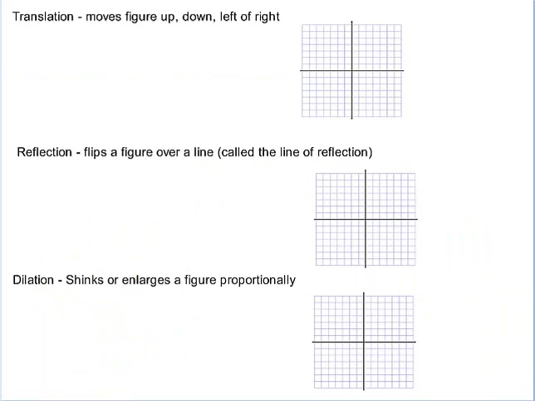So we can have a translation. A translation is going to move the figure up, down, left, or right. So for example, we can have f of x is equal to the absolute value of x. We could have a translation be f of x equals the absolute value of x plus 2. This is going to shift the graph.